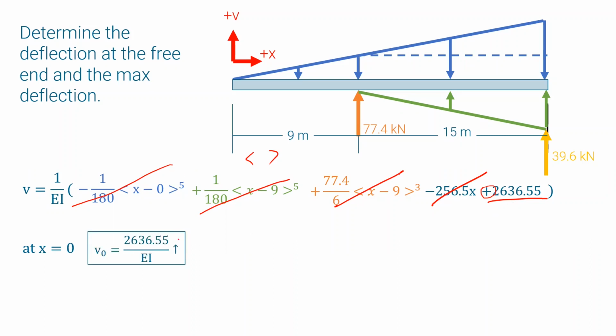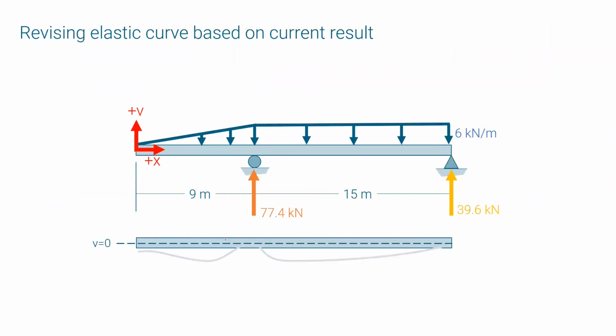Ibig sabihin, pataas. Contrary to our initial assumption, so showing the deflection curve again, or elastic curve, initially, na-show natin na bababa yung free end, yan, bababa. Yun, nalaman natin na tataas pala siya. So perhaps this is our revised deflection curve. Okay? Now, pwede na tayo mag-compute ng max deflection.